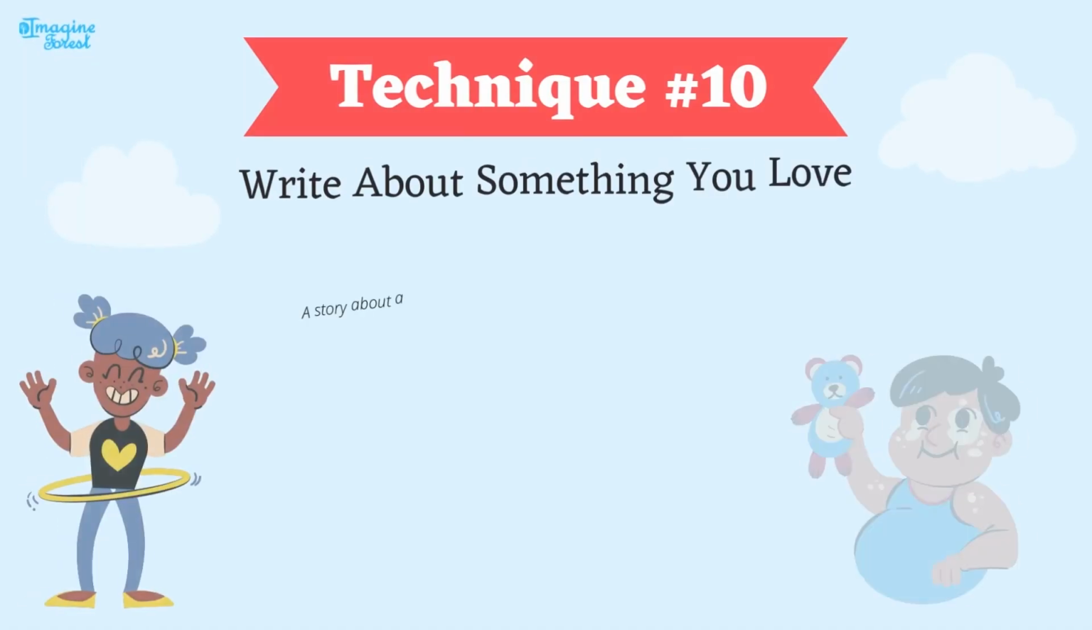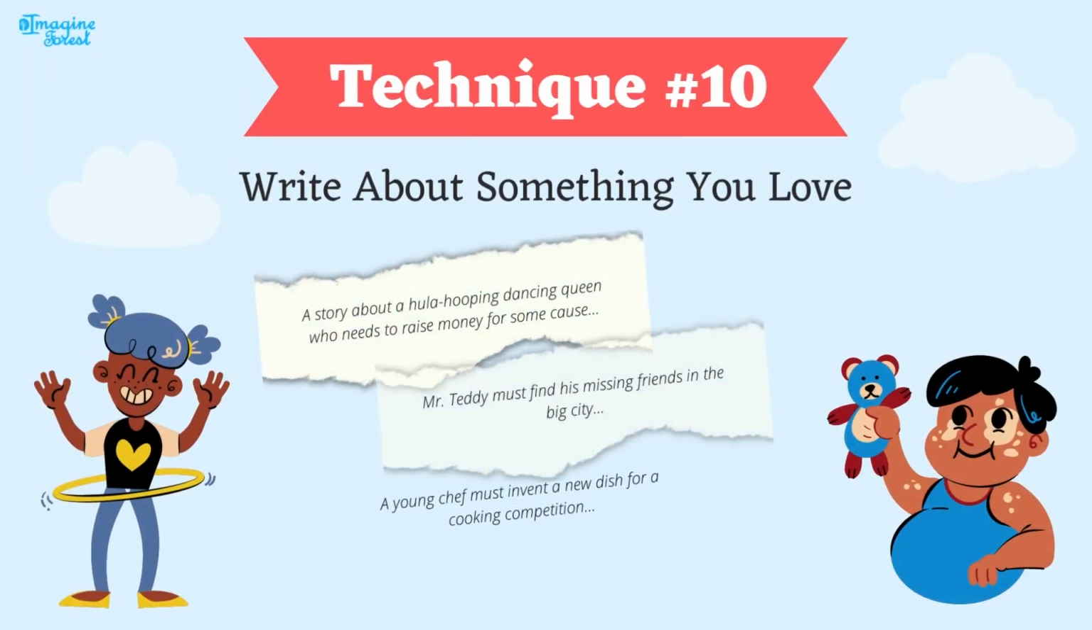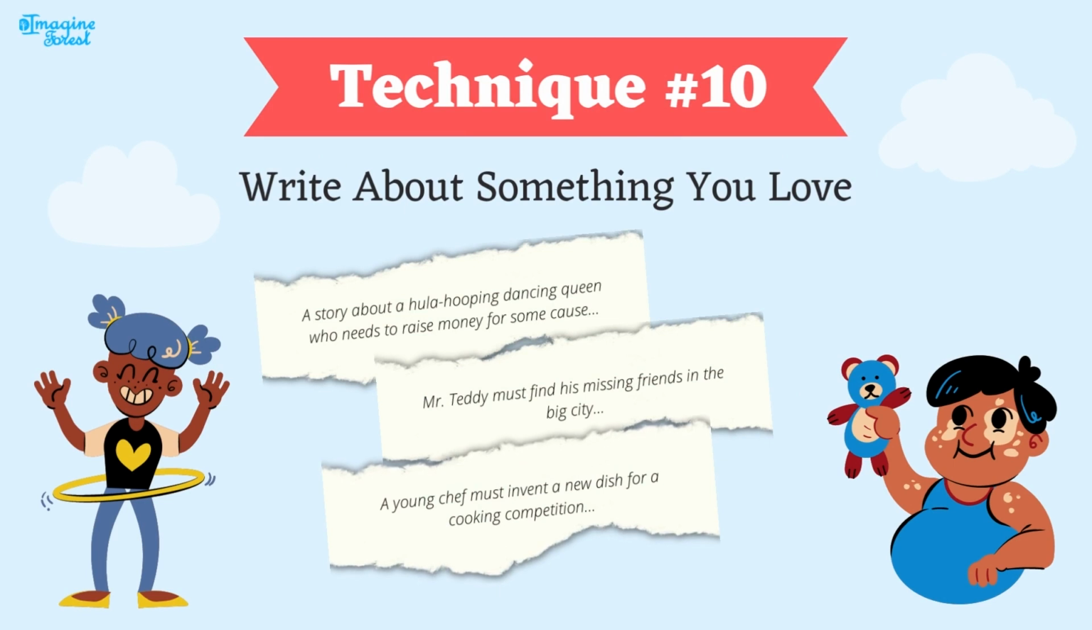Technique 10. Write about something you love. Think about your interests, hobbies and the people you love. Use this as inspiration for your stories. For example, if you love cooking, then you could think of a story idea about a young chef who invents a new kind of dish, or about a cookbook author who faces issues when trying to write their first book.